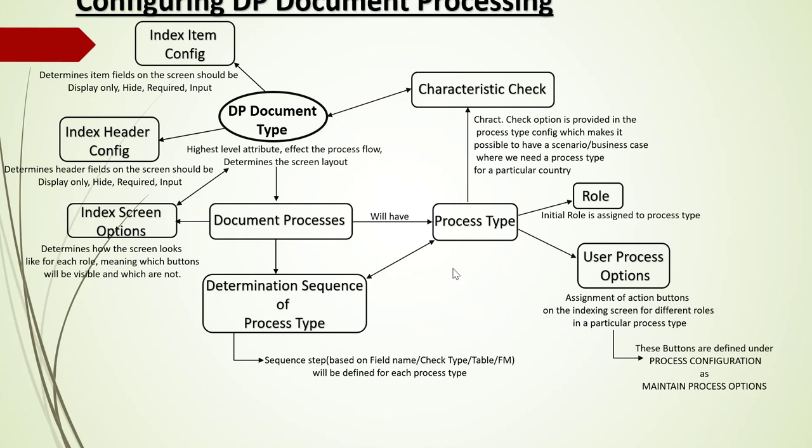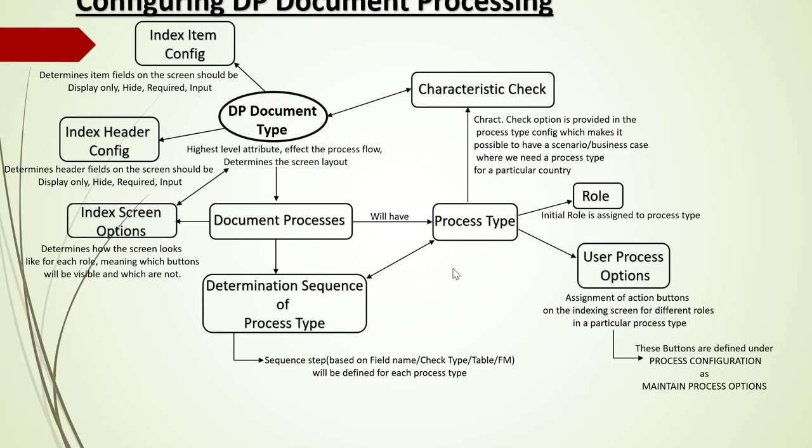We can create the indexing item configuration, indexing header configuration, and index screen option configuration. In order to create the document type, these are the configurations we need to complete. Then document processing, determination of the sequence of the process type, characteristics. The characteristics option is provided in the process type configuration, which makes it possible to have business scenarios where we need a process type for a particular country. Coming to these characteristics, process type comes into the picture, and the roles.